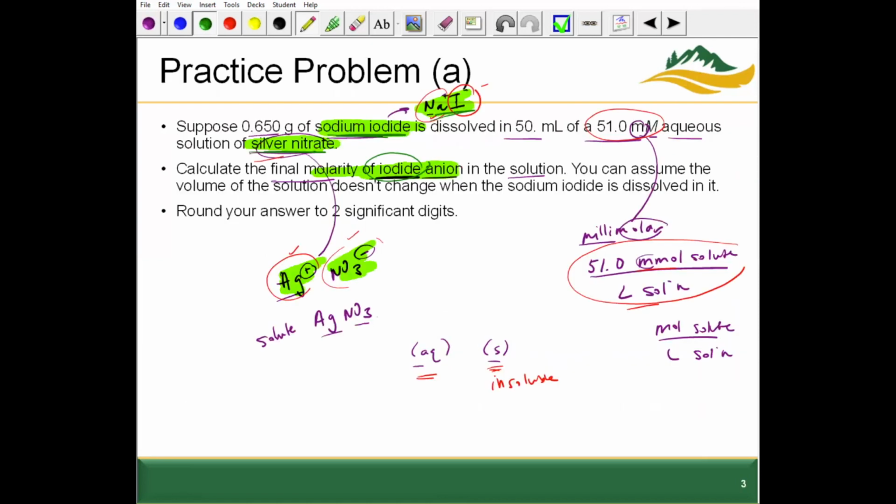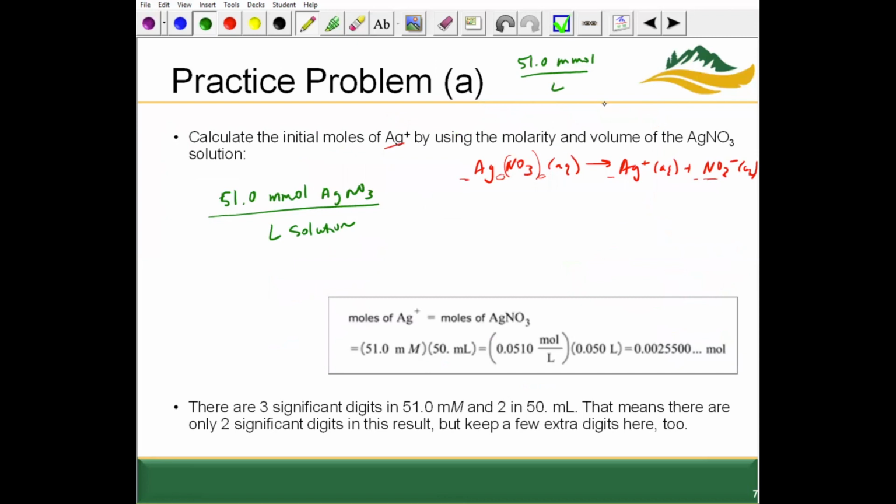Now, the other piece of information we need in addition to this molarity is going to be this volume here. So we're told the volume of this concentrated solution, this 51.0 millimolar solution, we have 50 milliliters of it. So now we can use that here. Let's put 50 mL in here. We ultimately want moles of silver nitrate to then connect that to moles of silver. So we are going to want to cancel out a volume term. So 50.0 milliliters can be here in the numerator.